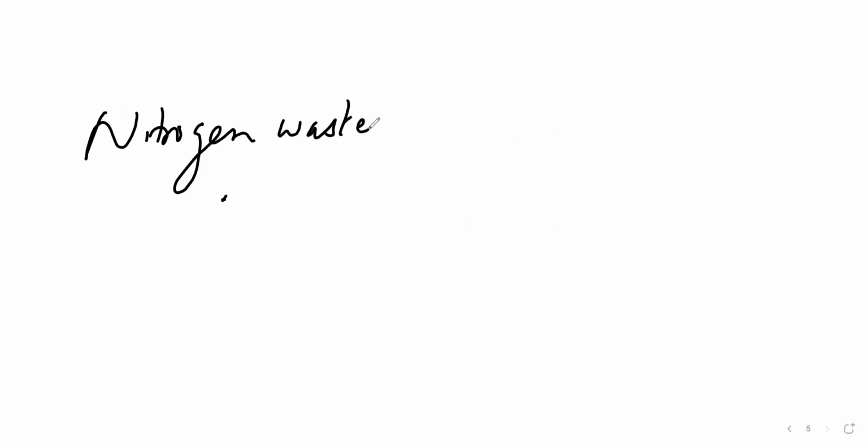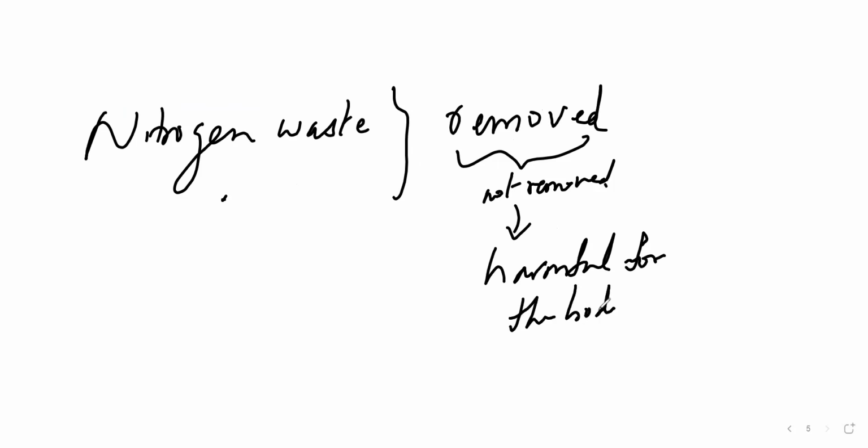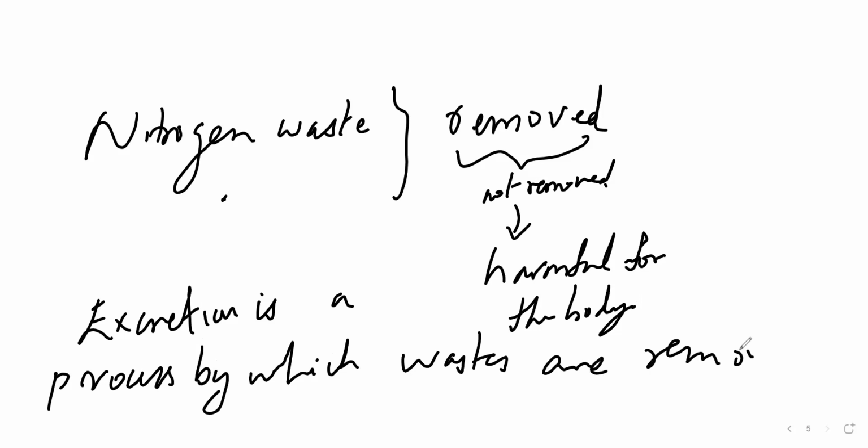So in human beings, I'll take it here, next page. The main waste is nitrogen waste, which is generated by the metabolic activities. And this has to be removed. If not removed, it is harmful for the body. So the main way of removing this is through excretion. Excretion is a process by which the wastes are removed from our body.